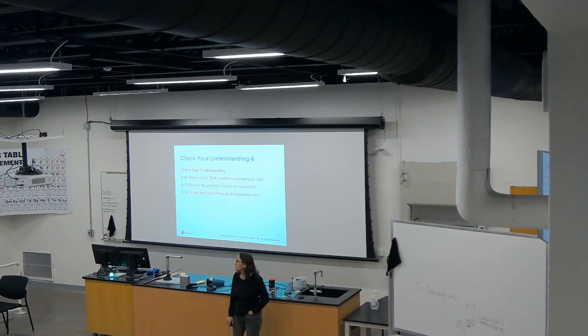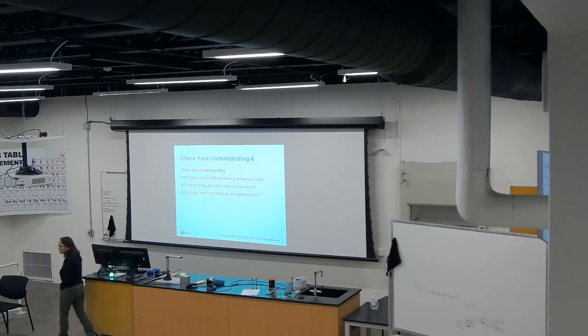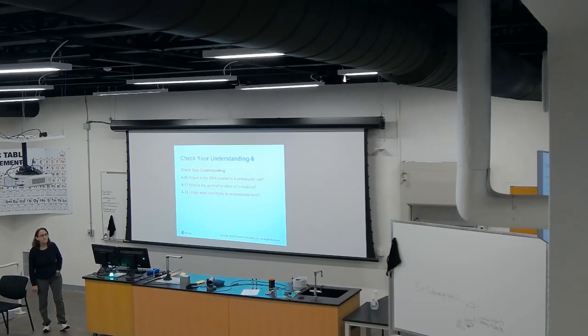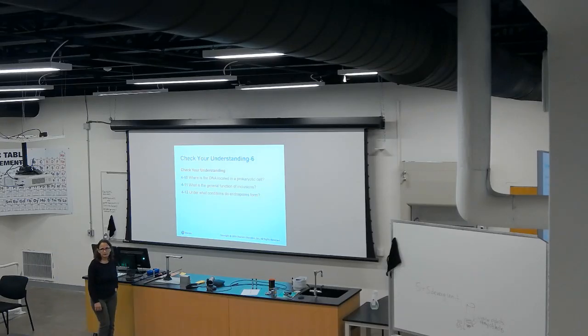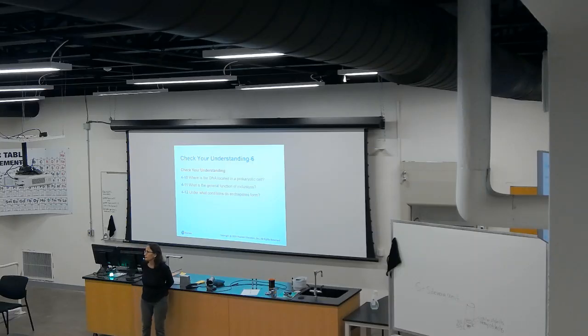Okay, so let's see our review questions. Where is the DNA located in the prokaryotic cell? What is the name of that structure or that place where you hold it? Nucleoid. What is the general function of inclusions? Storage of excess nutrients. And then under what conditions do spores form? Nutrient depletion.